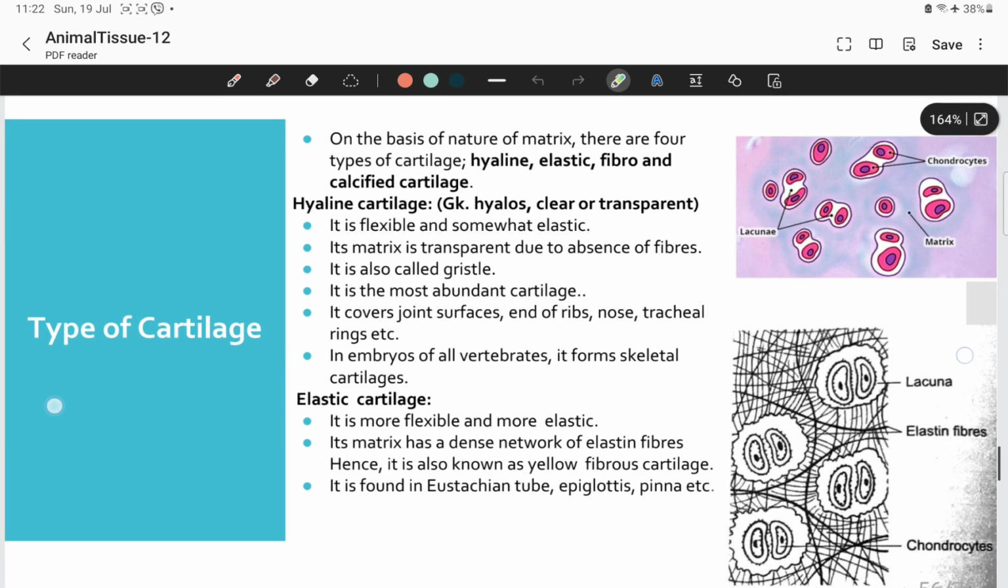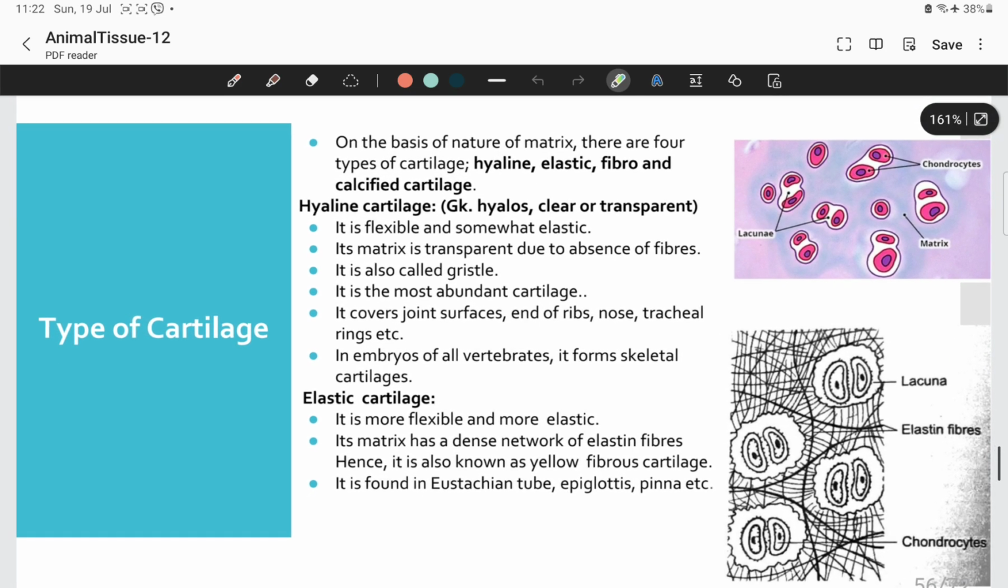The first we'll discuss is hyaline cartilage. In the Greek language, hyalus means clear or transparent. So its matrix is transparent because it has no fibers. That's why the matrix looks very clear. And since there are no fibers, it is flexible and somewhat elastic. Because of no fibers, it looks clear. That's why it is also known as crystal.